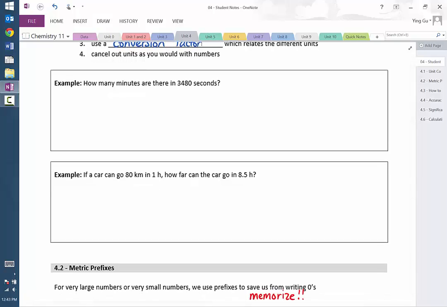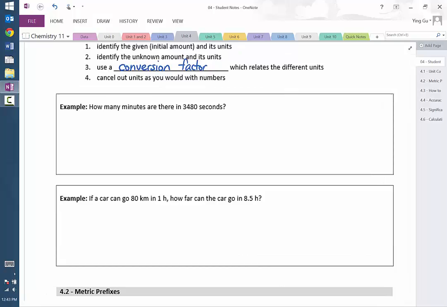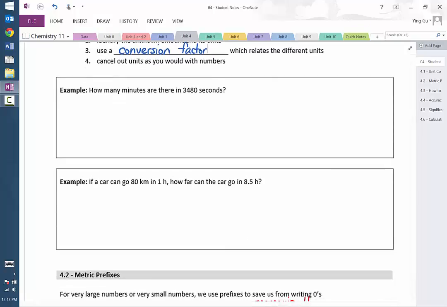You might be saying, wow, this is really easy, Ms. Gu. Why are you asking me this question? Because it's to illustrate how to properly set up your calculations and show your work on a test in chemistry class. In chemistry class, we will always start with what we know, or what we're given, or what we're trying to convert. In this case, it is the 3,480 seconds.